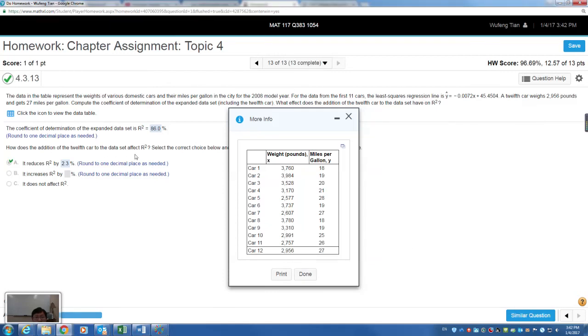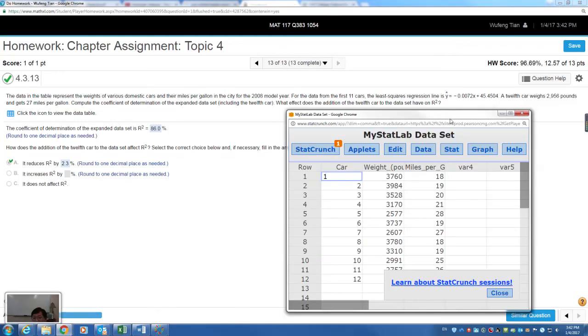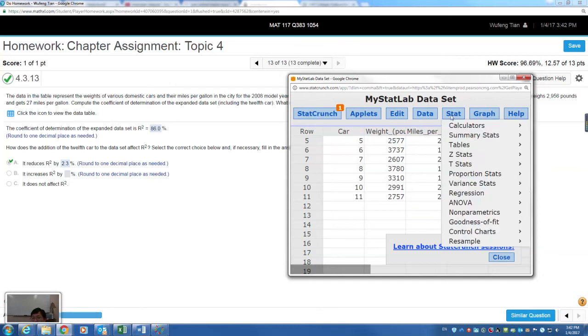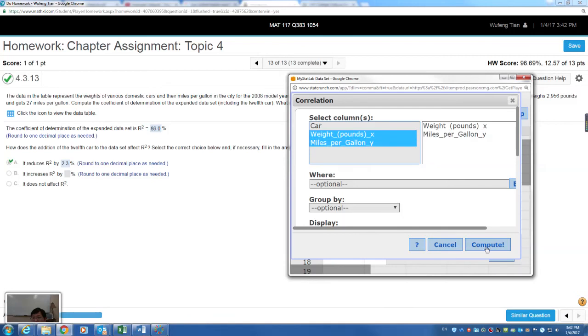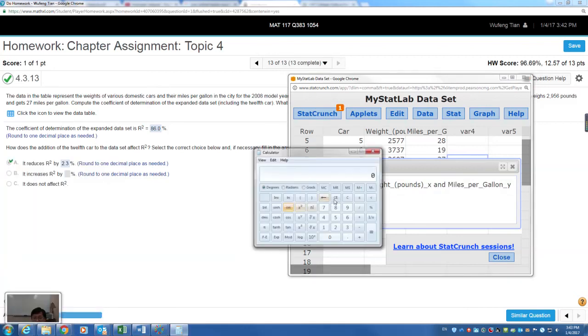how does the addition of the 12th car change it, which means what if I get rid of the 12th car? Basically I calculate with 11, so don't include that 12th car. So only use 11. What about that coefficient? Now if I do 11 cars, correlation of x and y, compute this number, its square gives you R squared. So you copy, square this number, which is 88%. Multiply by 100.